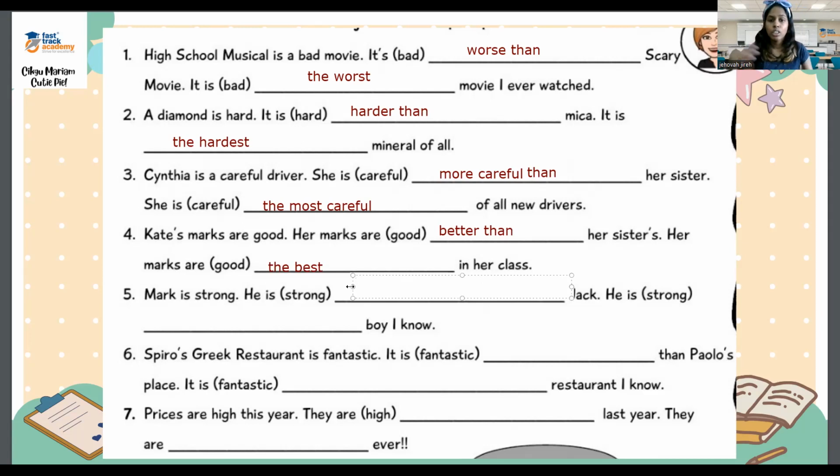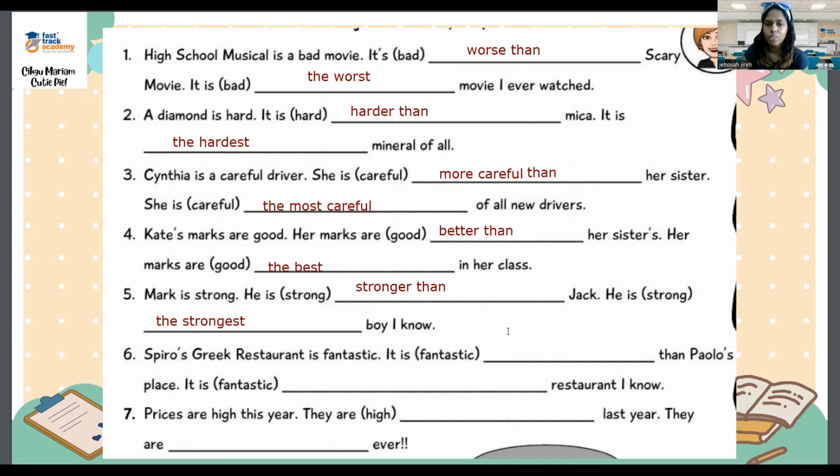Number 5. Mark is strong. You're comparing Mark with Jack. How do you say? He is stronger than Jack. What is the superlative for the word strong? He is the strongest boy I know. Good. Now let's move on to number 6.